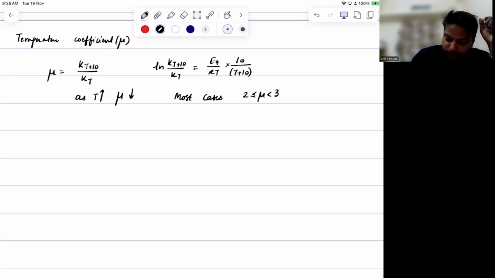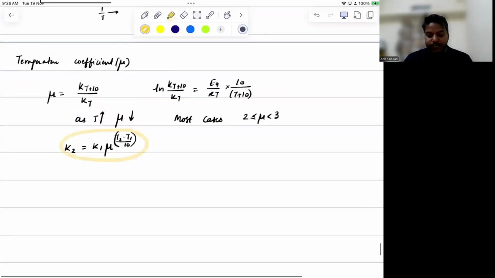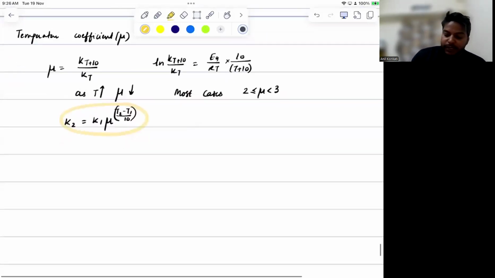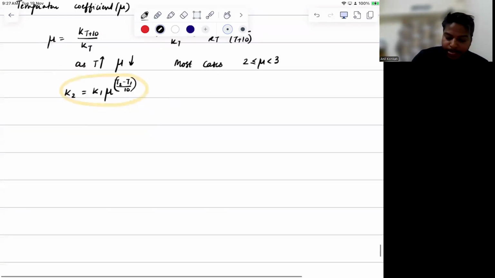And now again, write K2 equal to K1 into mu raised to the power of (T2 minus T1) by 10. This is something which you can use as a direct formula, guys. If you want to calculate the rate constant at a temperature T2, you can use this. But for that, mu should be given. Most of the time, mu is taken as 2. If nothing is given, always take it as 2. Sometimes in JEE questions they have not mentioned the mu value; always take it as 2.